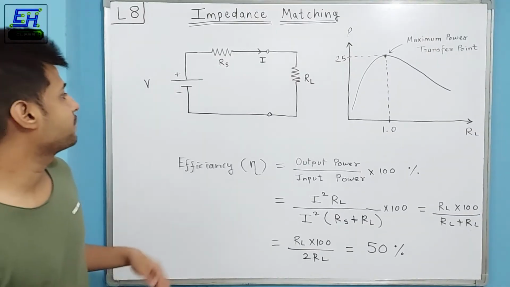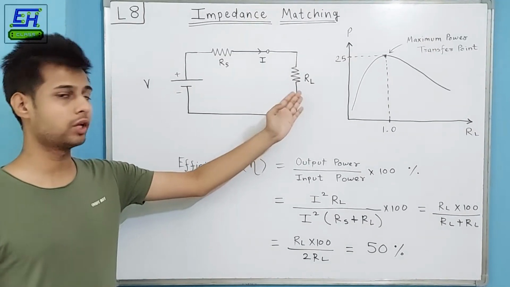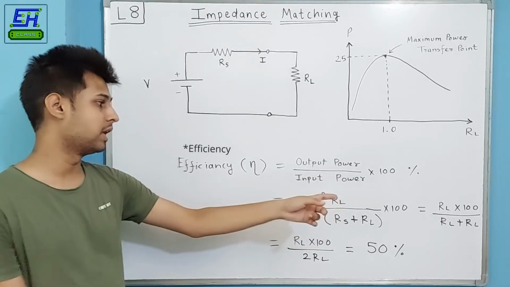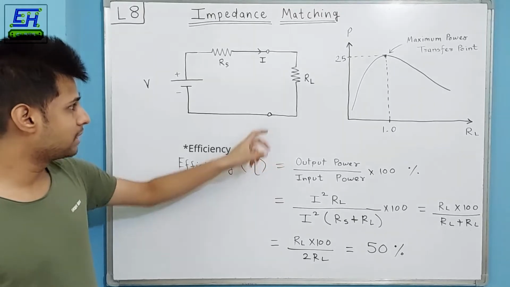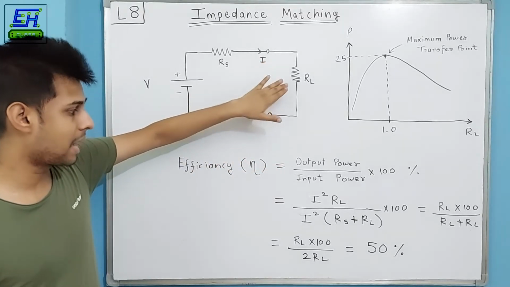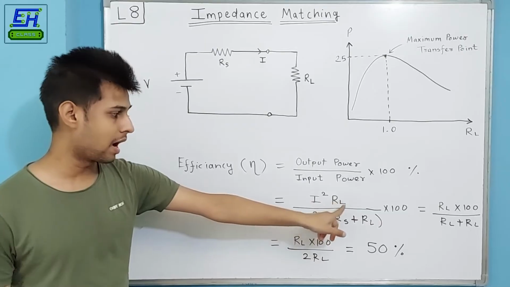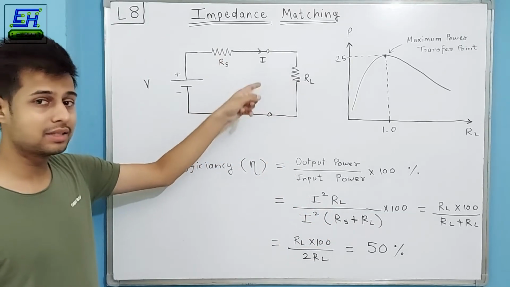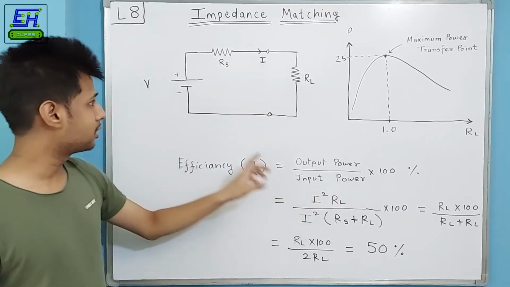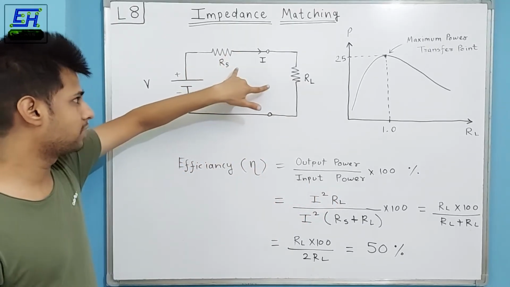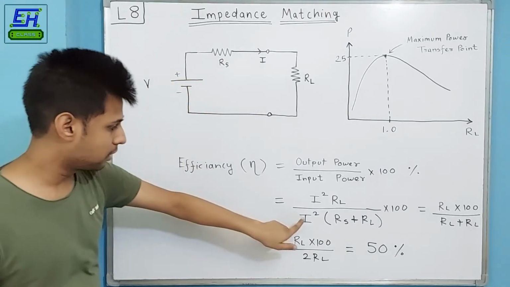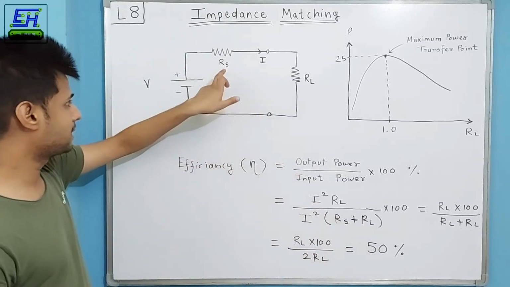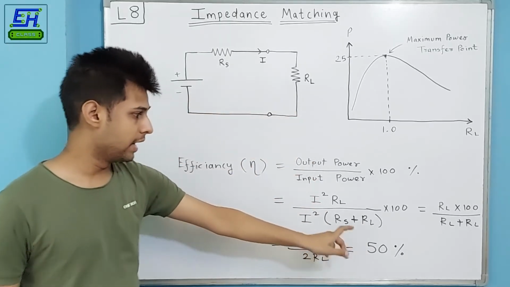Let us see how efficient this circuit is in delivering power to the load. So the efficiency equation is output power by input power into 100%. The output power is nothing but the power which is delivered to the load resistance RL. That's why it is I squared into RL. Now I is common to both of the resistances as they both are in series. And the input power is the total power that we are delivering to both of these resistances. So that is nothing but I squared, the common current, into the complete path resistance, which is RS plus RL, into 100.